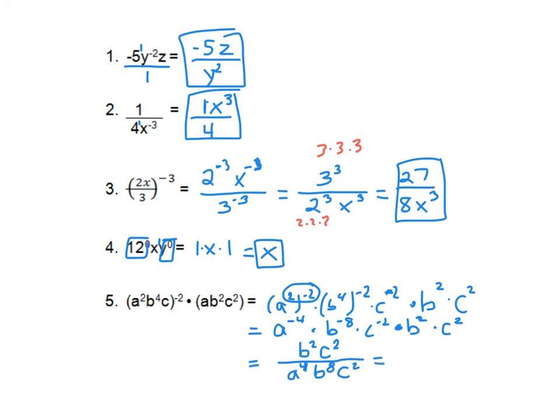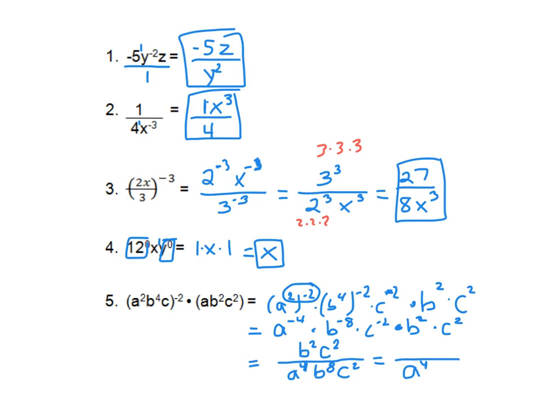Now, we're going to simplify one more time and we'll be done. Notice that we have base of b in the top and base of b in the bottom, and we have base of c in the top and base of c in the bottom. We only have one base of a, so I'm just going to leave that where it is. It doesn't have a negative exponent, it's just going to stay right there. But where do I have more b's? I have b squared here, which is b times b, and I have b to the 8th down here, which is b times b times b times b times b times b times b times b.